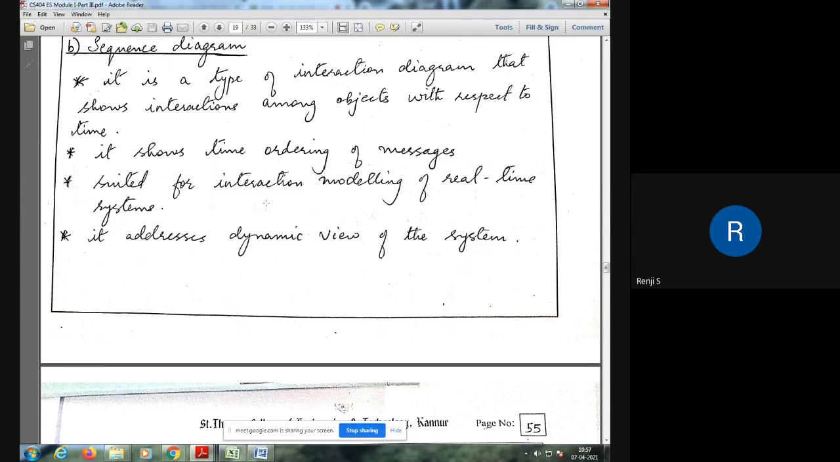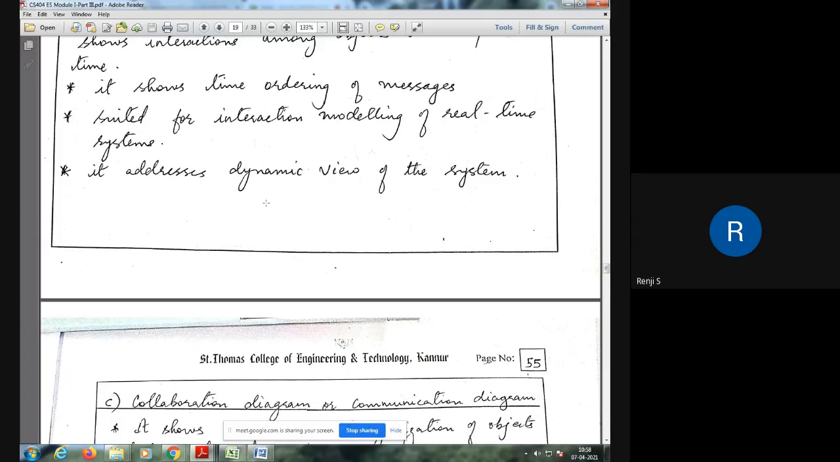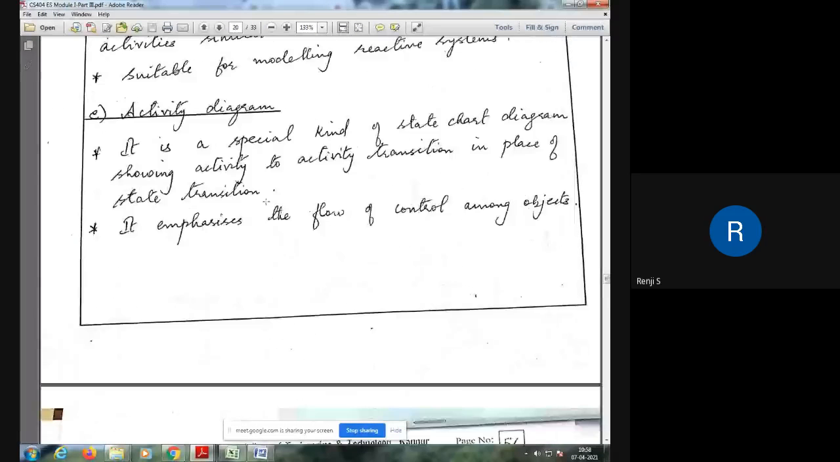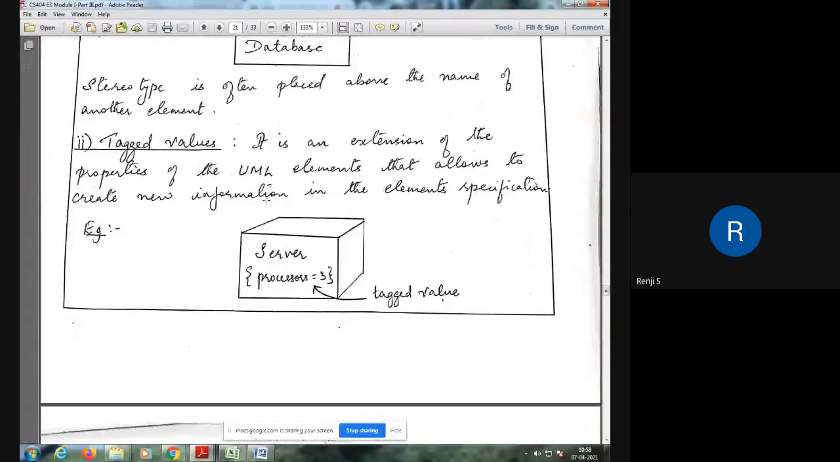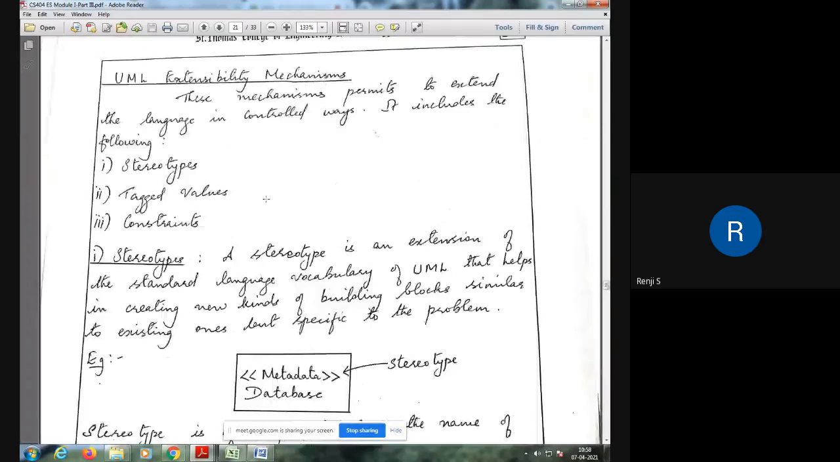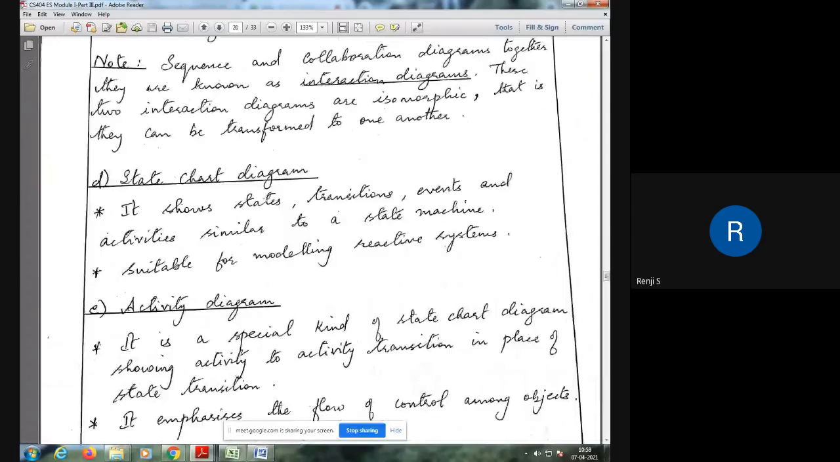That is, the message which has been sent first will be aligned on top, and it is just like in an XY. The diagram I'll show you. Diagrams examples are at the end. So we'll come to the examples later. Anyway, sequence diagram will show the time ordering of messages.